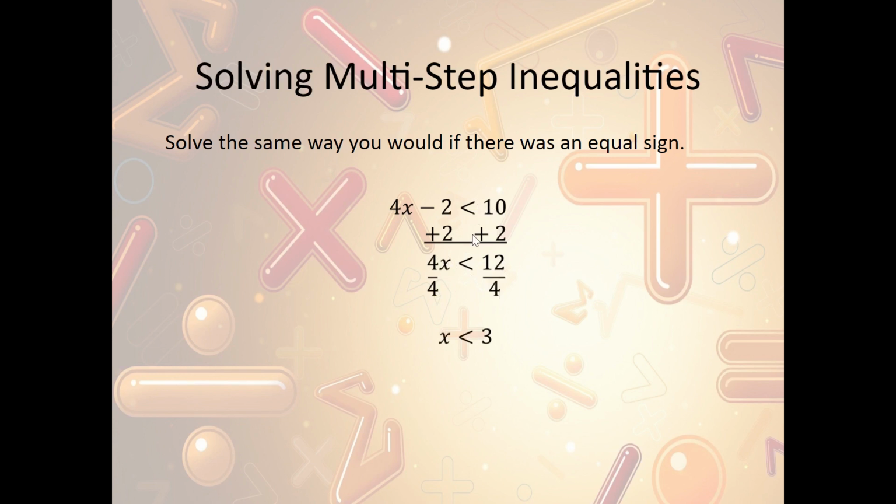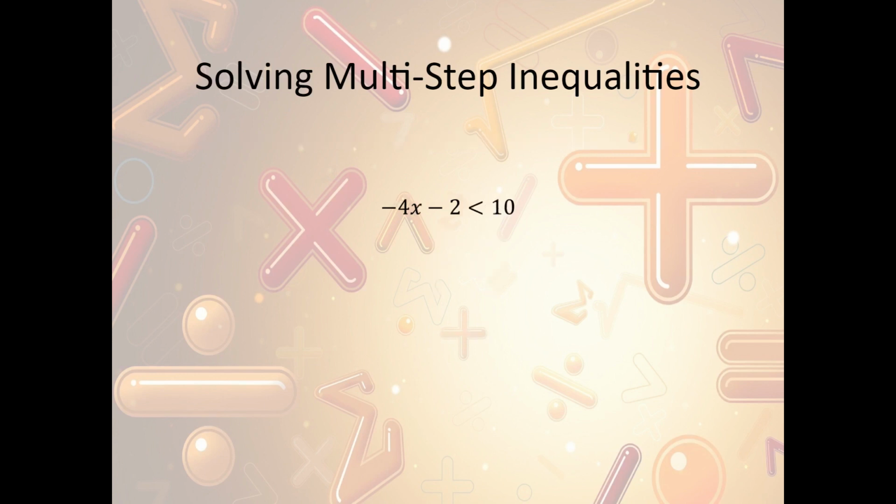So all we did was keep the symbol and treat it like an equal sign. Now what about this one? We got -4x minus 2 is less than 10. So we're going to do the same thing. We're going to treat it like an equal sign and add 2 to both sides. And we're left with -4x is less than 10 plus 2, which is 12.